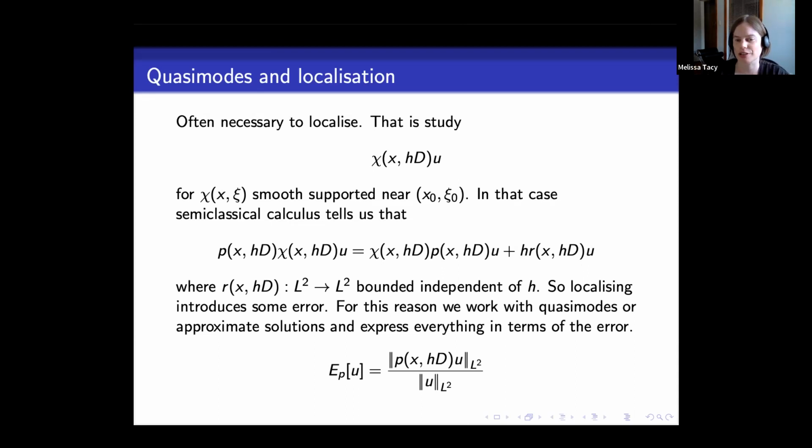So instead of looking at solutions that exactly solve P of U is equal to 0, what we actually do is look at solutions that approximately solve it, because whatever we do, we're going to get this error from our localization. So we may as well not start with an exact solution anyway, because in our first step, we're going to be turning it into an approximate solution. So we're going to measure everything in terms of the error. And the error we define is we apply P to U, we measure its L2 mass, and we compare that to the L2 mass of U itself. And so the idea is that if this is small, then U is an approximate solution, or what we call a quasimode, a reasonably good solution.